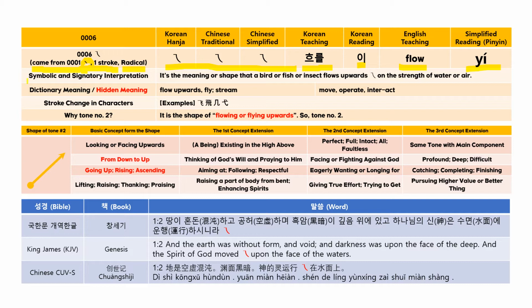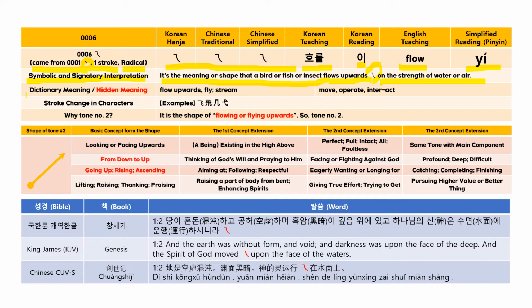And the symbolic analysis of this character: it's the meaning or shape that a bird or fish or insect flows upwards on the strength of water or air. So the flow came from this narration. It's the meaning or shape that a bird or fish or insect flows upwards on the strength of water or air.